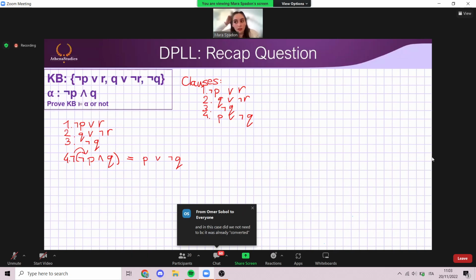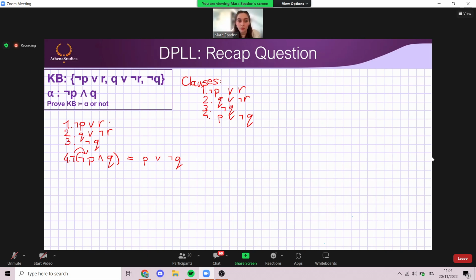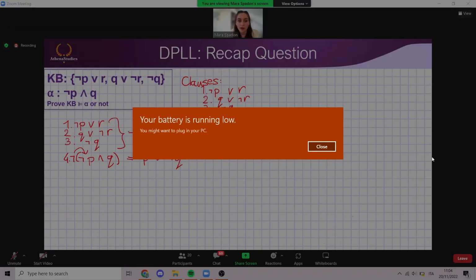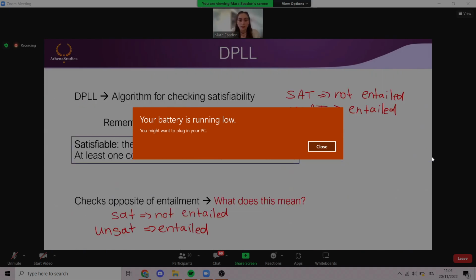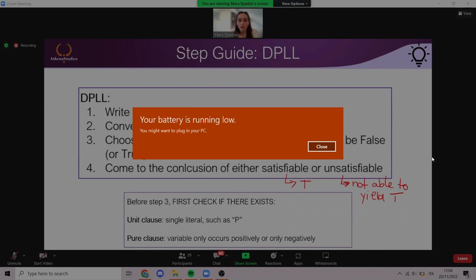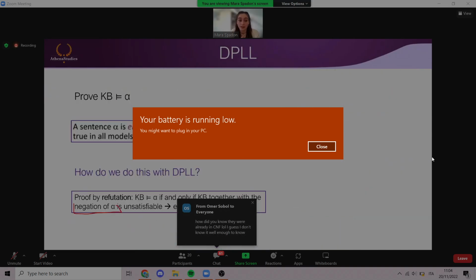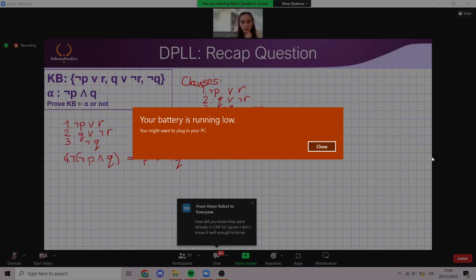Do we convert the formulas in the knowledge base? In this case, we did not because they were already converted. Exactly. If you apply all the steps of normal form to them, you find out that they are already in normal form, so we don't have to do anything to them. Okay, so these are the clauses that we have right now. Now the next step is to choose a variable and set it to be false or true. To do that, we use the unit clause, which is going to be easier. So not Q is our unit clause. What do we choose for the value of Q? Does it matter that much?